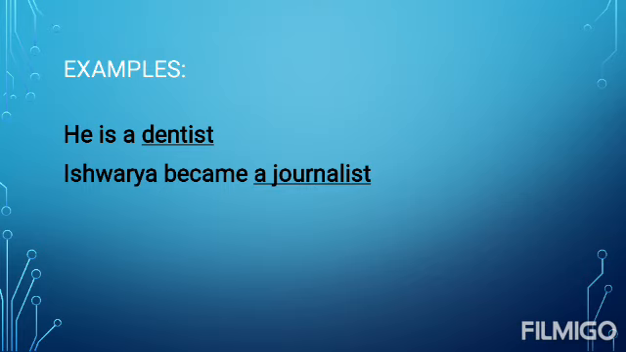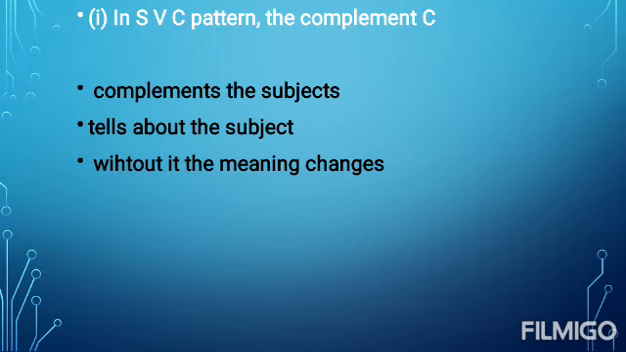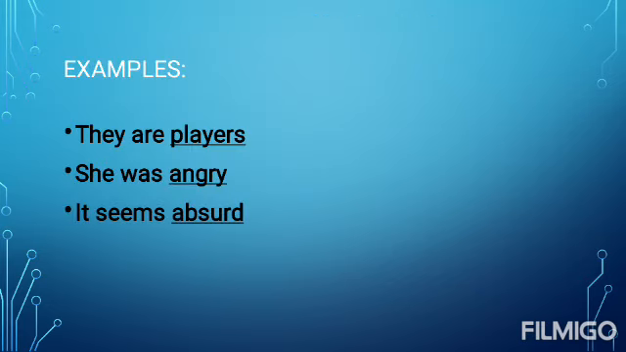Examples for complement. He is a dentist. He is the subject. Is is the verb. A dentist is referring to a profession, so it will be the complement. Aishwarya became a journalist. Aishwarya is the subject. Became is the verb. A journalist is referring to a profession, so it will be the complement. Complement occurs in two patterns, SVC and SVOC. I have given examples for SVC and SVOC. Kindly go and look into them also.